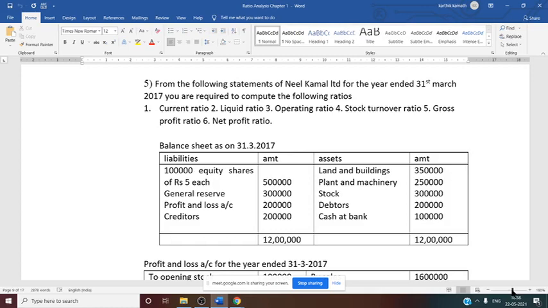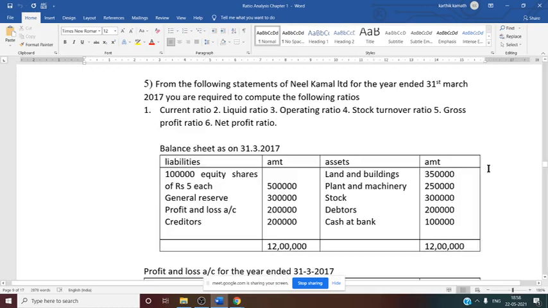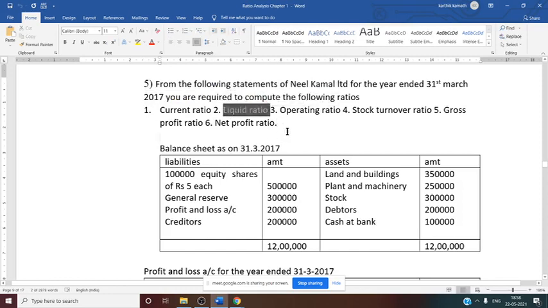From the following statement of Neel Kamal Limited for the year ended 31st March 2017, you are required to compute the following ratios. So there are 6 ratios you are required to calculate. First one is current ratio, second one is liquid ratio, third one is operating ratio, fourth one is stock turnover ratio, fifth one gross profit ratio, sixth one net profit ratio.